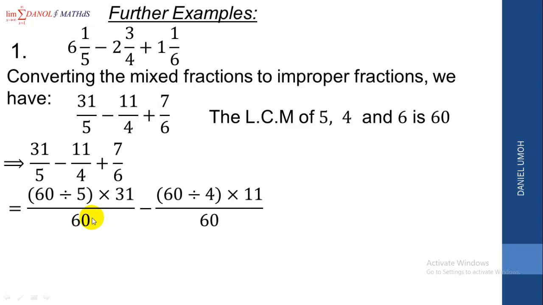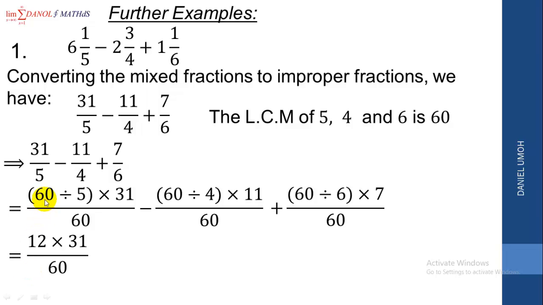We said the same 60, which is the LCM, divided by 4, then times 11, then we got this, right? Then for the next one, we said the same 60 divided by 6 times 7, then we got this. So when we simplify this, we're going to have 60 divided by 5 is 12 times 31 over 60. Then 60 divided by 4 is 15 times 11 over 60. And 60 divided by 6 is 10 times 7 over 60.